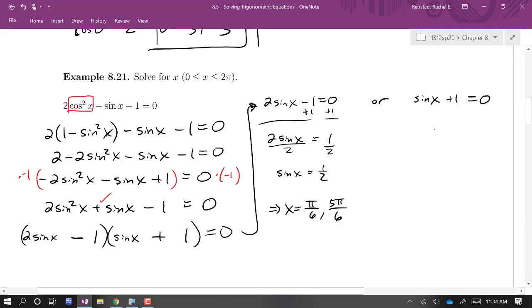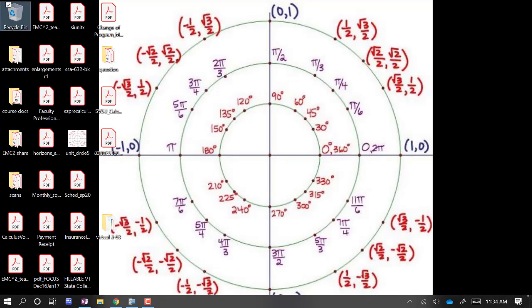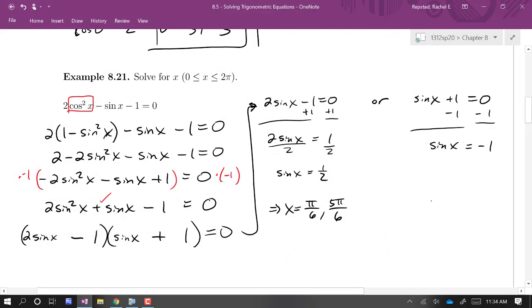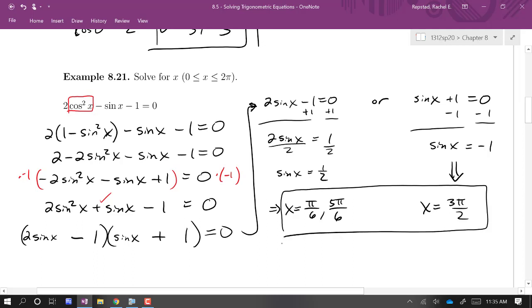With this other equation here, sine x plus 1 equals 0, we're going to just subtract 1 from both sides. That means that sine x is equal to negative 1. And there's only one spot where sine is equal to negative 1. The y coordinate is negative 1 only at the very bottom of the circle, so that's at 3 pi over 2. And there's our solutions to this equation.